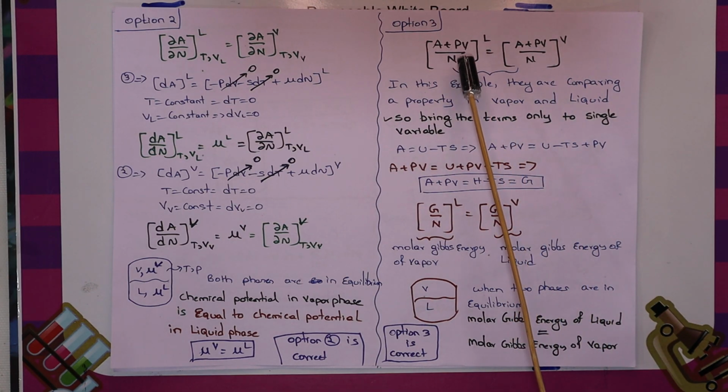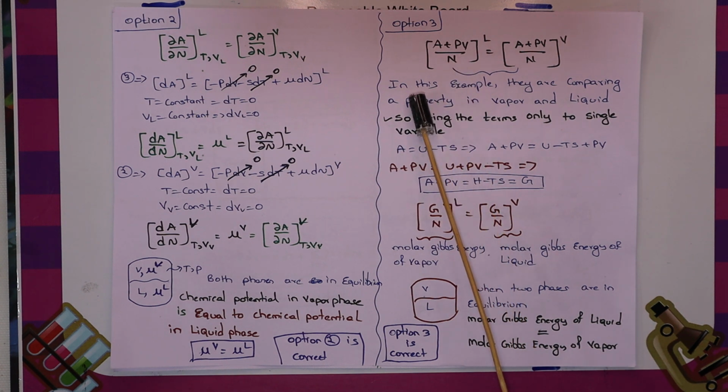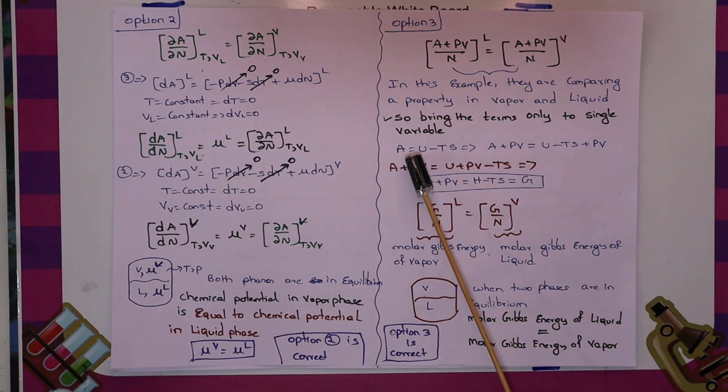Let us use some expressions. In this option they are comparing a property in the vapor and the liquid, so bring the terms to a single variable. I know A equals U minus TS, therefore A plus PV is equal to U minus TS plus PV. Therefore A plus PV is equal to U plus PV minus TS. So U plus PV is nothing but H, and H minus TS is equal to G. That means A plus PV is nothing but Gibbs energy. G by N means Gibbs energy per mole, that is the molar Gibbs energy for the liquid phase.